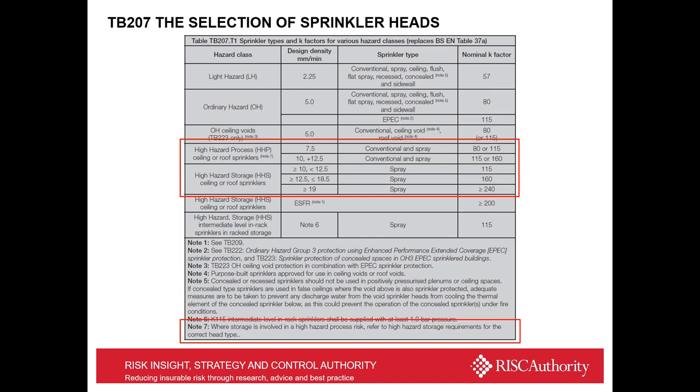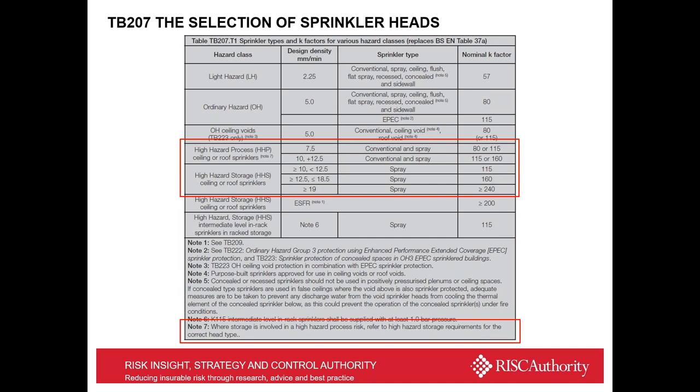For high hazard storage, you will notice in the design density table that it starts at 10 mil a minute. So from 10 mil a minute to 12.5, it's K115 sprinklers. Above 12.5 to 18, it's K160. That doesn't change, and nor does densities over 19 millimeters a minute, this is a K240 sprinkler. Where storage is involved in a high hazard process risk, please refer to the high hazard storage requirements for the correct head type. So if you've got a high hazard process building, but you've got storage within it, the selection of the head should be based on high hazard storage, not high hazard process.